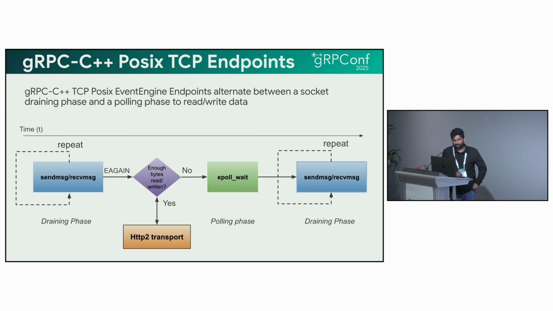At a high level, the POSIX event engine endpoints alternate between two phases. There is a draining phase and a polling phase. In the draining phase, the endpoint repeatedly invokes syscalls such as send message and receive message to basically drain the socket of available resources. When the kernel reports that there's nothing else to do, we check whether we have read enough bytes or written enough bytes. And if so, we pass along the result to the transport. If not, we enter a polling phase where we wait for more data to be available, and then we repeat this process. So this is at a high level how the TCP level endpoint works.